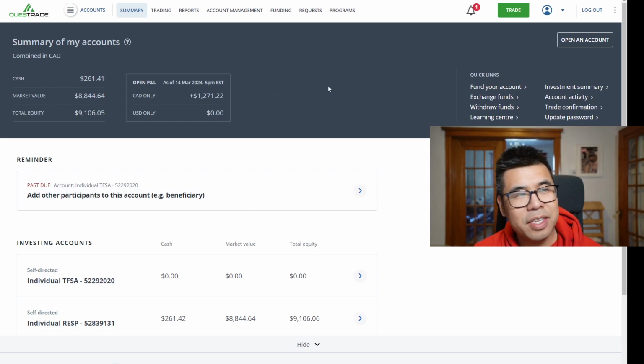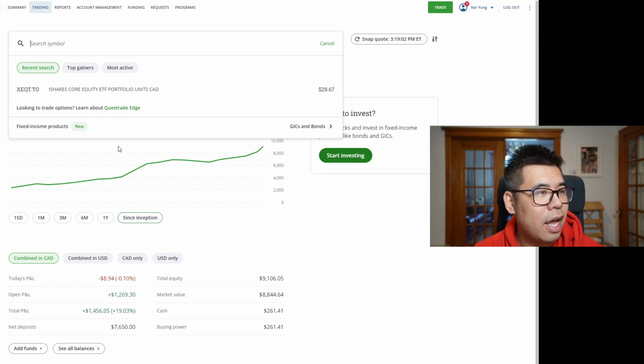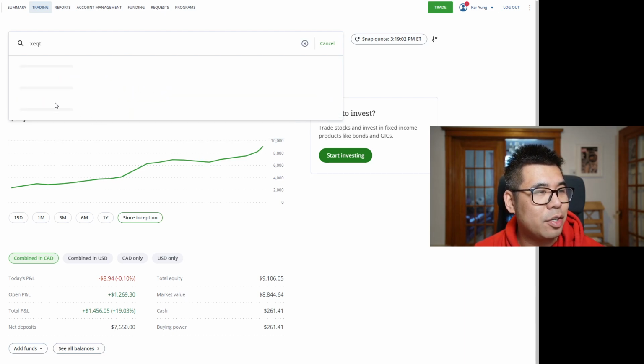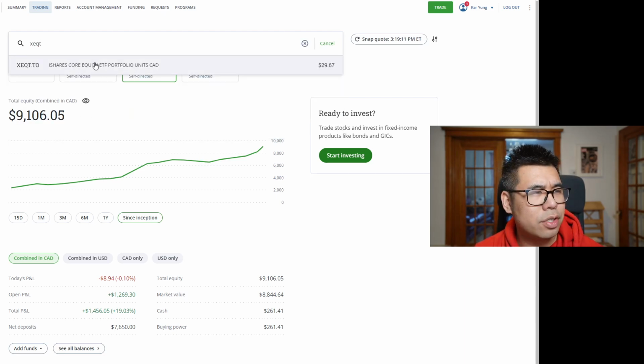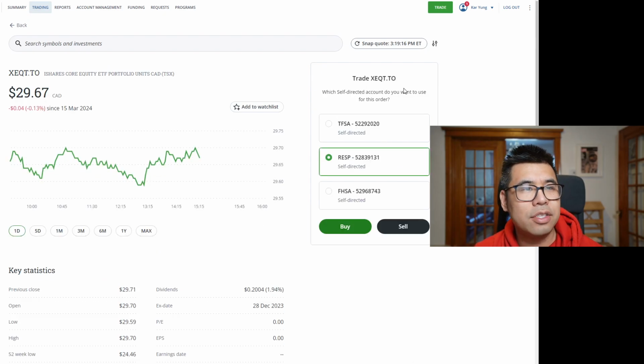They've cleaned up the interface overall, so all you have to do is click on this trading button up here. And now I'm in the trading part, I've selected RESP, and there's this big start investing button, and then it prompts you to put a symbol of a stock or ETF. And of course, we're gonna put XEQT, just type it out anyways, just to see how it looks. Pop that in, and then here, trade XEQT, which self-directed account do you wanna use for this order? Of course, I'm saying RESP.